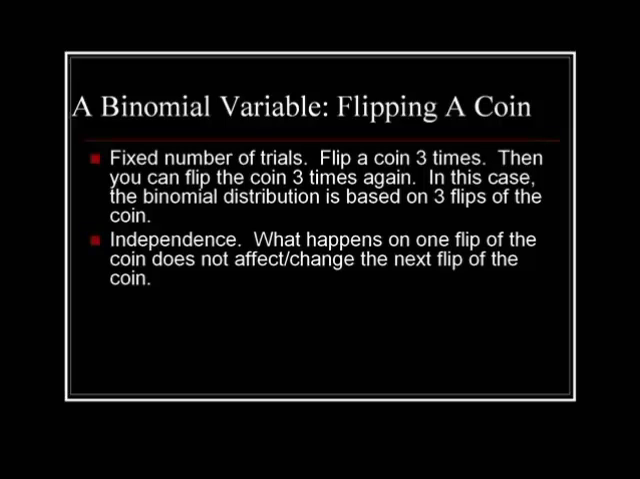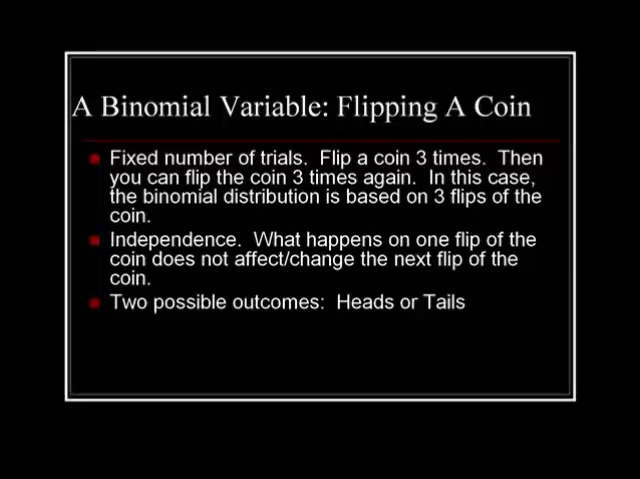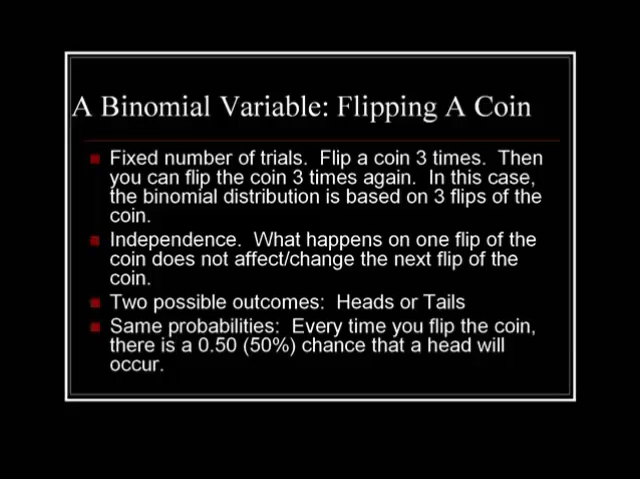Independence: what happens on one flip of the coin doesn't affect what happens on the next flip. There isn't any memory here. Two possible outcomes, in this case, heads or tails. And the same probabilities. Every time you flip the coin, assuming it's a fair coin, there's a 50% or 0.5 chance that a head will occur.